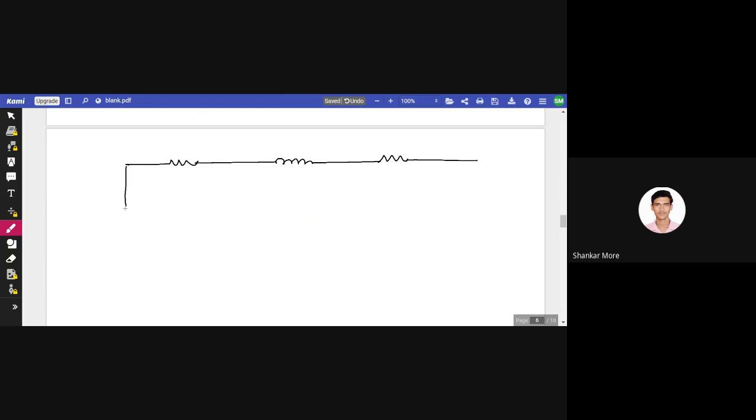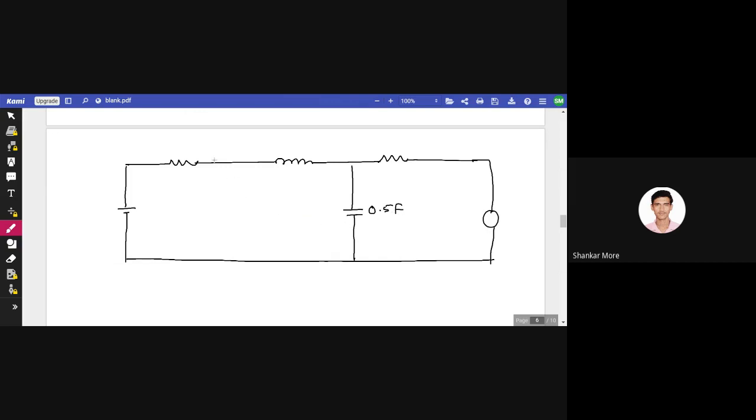Then we have a 2 volt voltage source here. Then we have a current source here. A capacitance is here, 0.5 farad. Switch is here. And lastly, we have one resistance, 2 ohm, 2 Henry, 4 ohm it is. This current source is supplying 2 ampere current, and this voltage source is of 2 volt.